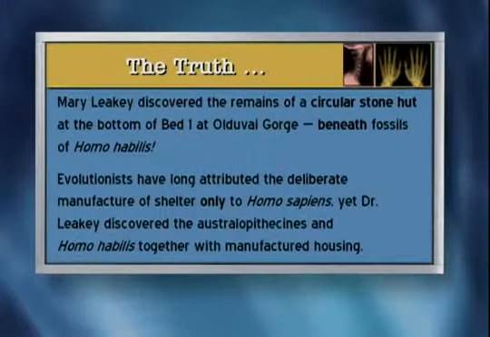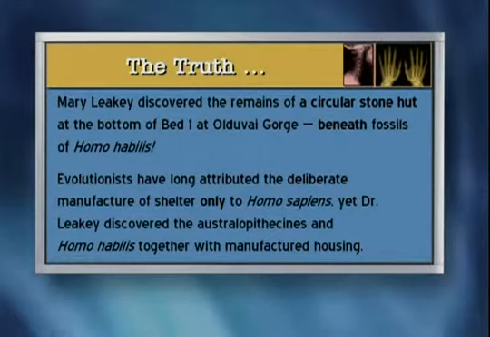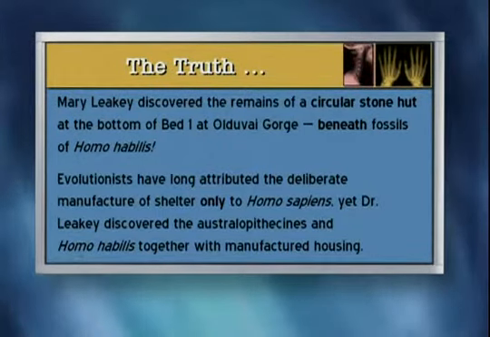Now here's the important point though. Mary Leakey discovered the remains of a circular stone hut at the bottom of Bed 1 in Olduvai Gorge beneath fossils of Homo habilis. Evolutionists have long attributed the deliberate manufacture of shelter only to one species, and that's Homo sapiens. So we have a shelter below Homo habilis. And yet, you know, that tells me quite a bit about our chart.